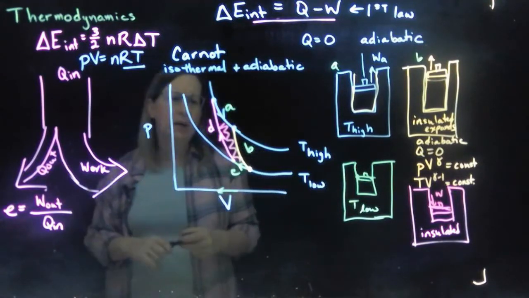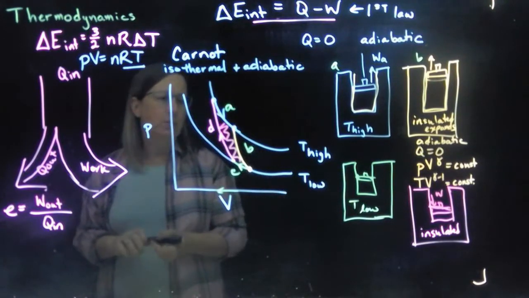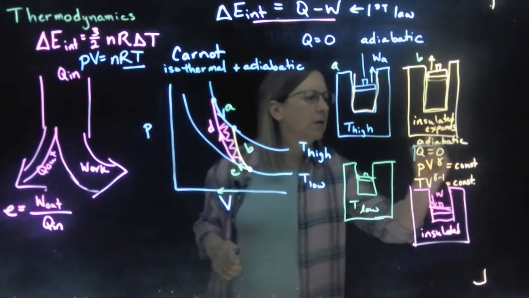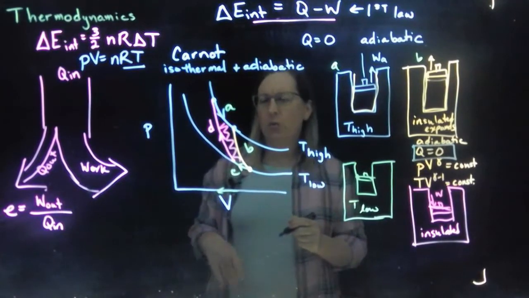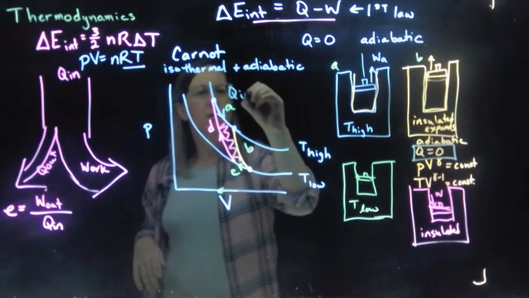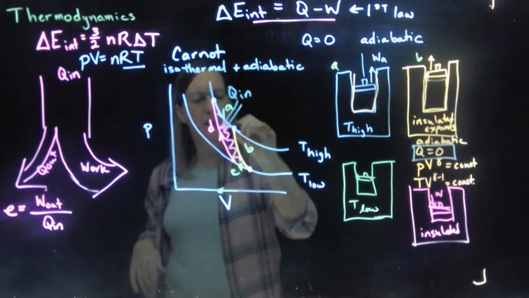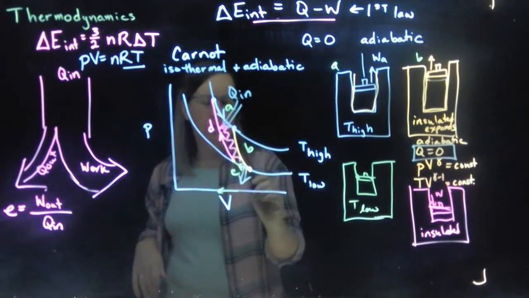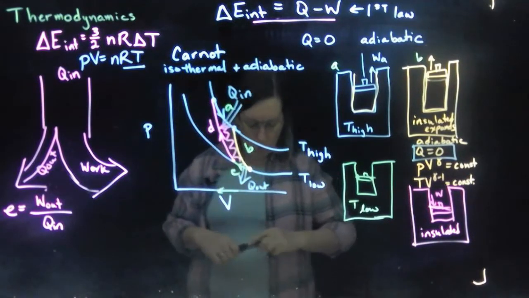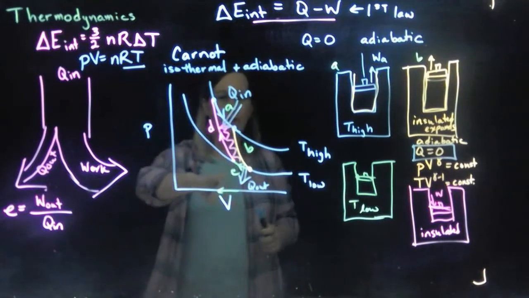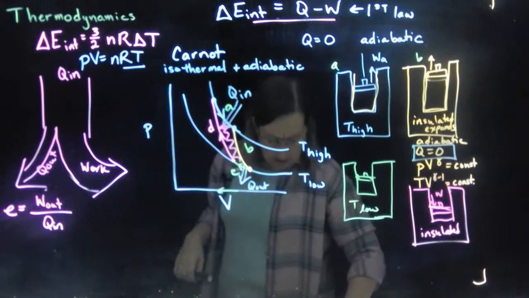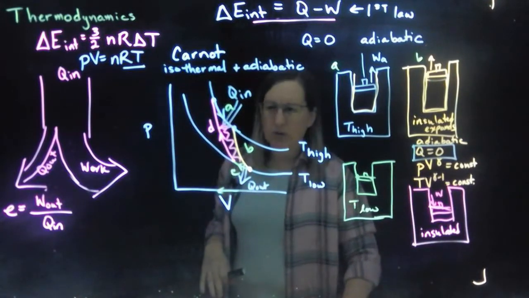Now, the heat in and heat out are actually pretty easy because there is no heat on B and D. This is adiabatic. The heat is equal to 0. So we have heat in on A, and heat out on C. And that's all we really need to worry about for the heat. We'll look at how we calculate those in a minute.